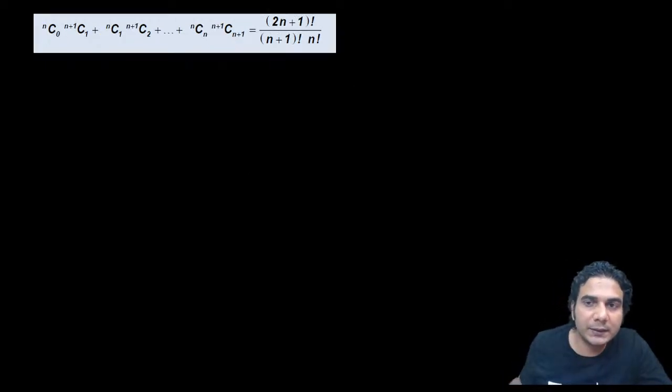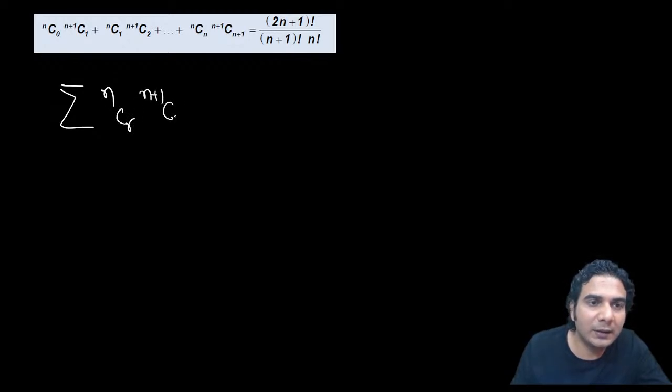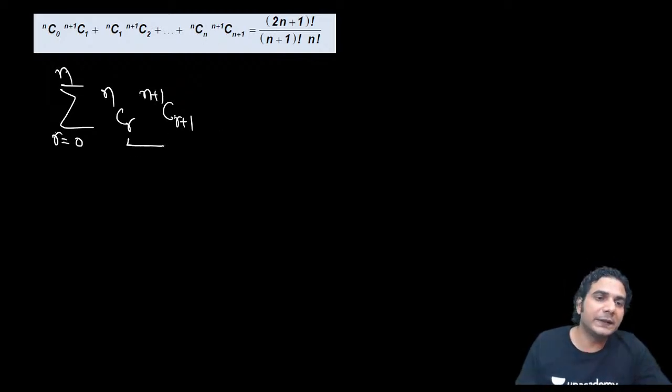Now see this, how to do this. Again write in sigma form. So sigma of this nCr and (n plus 1)C, this is going to be what? r plus 1? Yeah, r plus 1. r is starting from 0 to n. Okay? You can check it. So you can see this difference is constant.